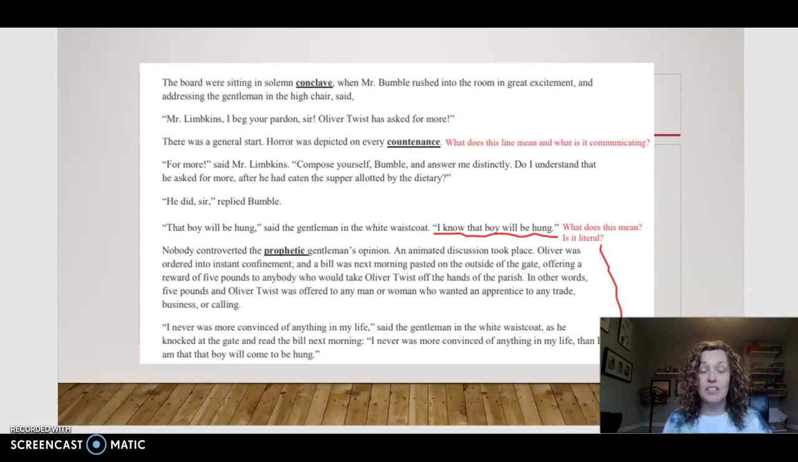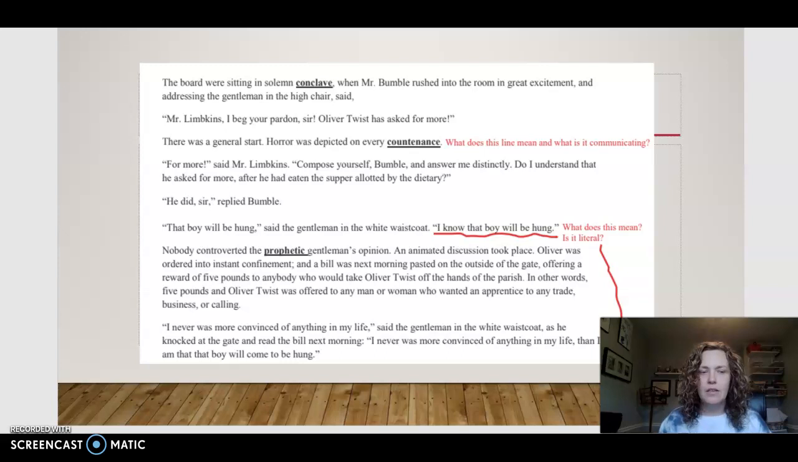Now, this gentleman here in the white waistcoat says that boy will be hung. This is not literal. He's thinking that this boy is so much trouble that at some point in his life, he's going to live a life of crime because he has the audacity to ask for more food. He questions the status quo. He questions if he can have more food. So think about what Dickens is saying here and how the poor were treated and what impact that would have had on society and the way that they were treating the poor at the time.